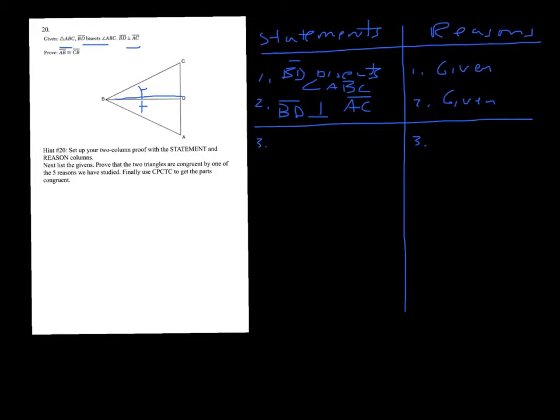I could write that down here. That angle CBD is the same as angle ABD. Why was it true? It was the bisector that made it true. So the bisector creates two congruent angles.